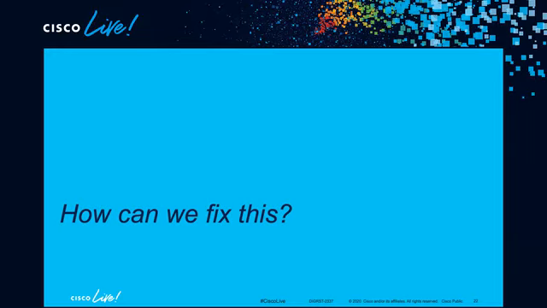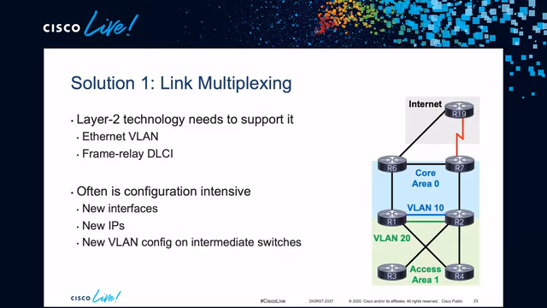So you're probably wondering, how can we fix this problem in a way that satisfies all the constraints? One solution is to use what I call link multiplexing. If you have a layer 2 technology that supports multiple virtual connections like Ethernet VLANs, frame relay DLCIs, etc., you could use that approach. In our example, we could create 2 different VLANs like VLAN 10 and 20, put one in each different area, run OSPF on it, and everything's going to work. The drawback is that it's configuration intensive. You need new interfaces, new IPs, new VLANs on any intermediate switches between the devices. It can be kind of a hassle.